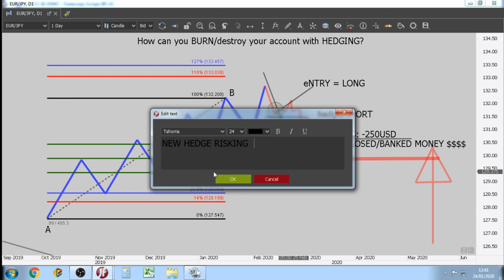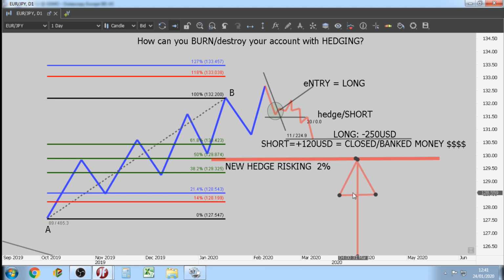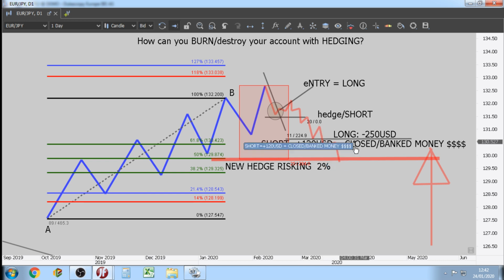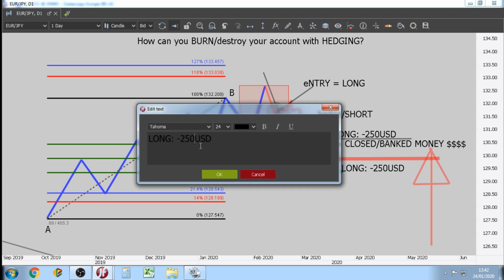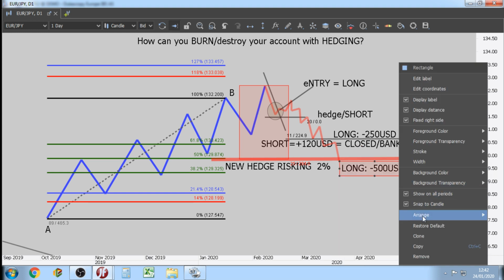Now I'm going to risk 2%. Okay, I'm going to risk 2% on my hedge trade, right? So this is my new area, and I'm going to put my stop loss of the hedge up in here. Now the market, for any reason, is going to go down and hit the hedge. What is my long trade going to show me? Not minus 250, but my long trade is going to show me minus 500. It's just an example, but this is how traders lose money with hedging.